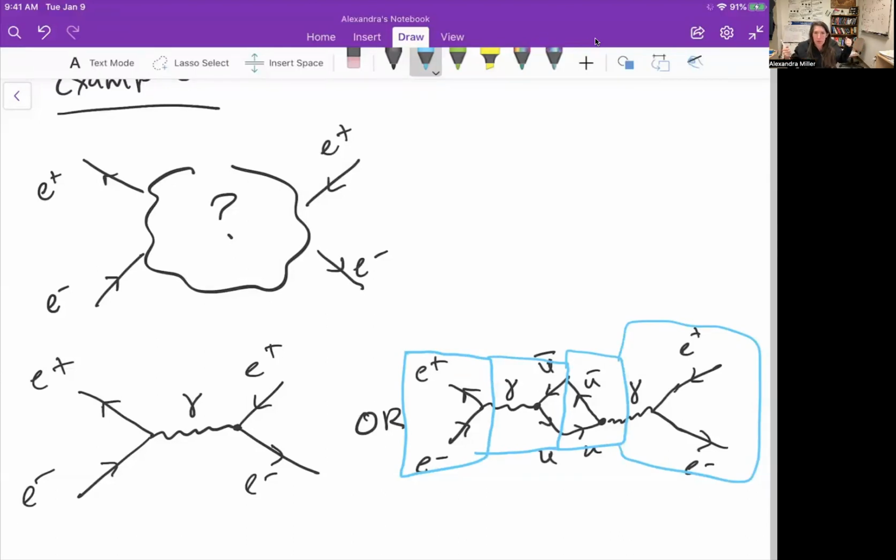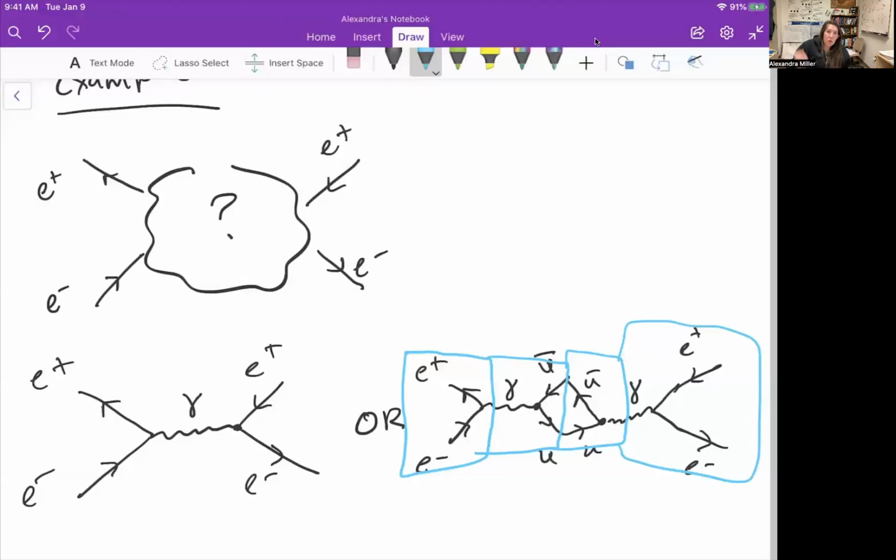I've had my electron and my positron come in, annihilate each other, and turn into a photon. That photon produced an up and an anti-up. Those guys then came back together, annihilated, and turned back into a photon, which then pair produced my final electron and positron. And this is a much more complicated, but also allowed, diagram.